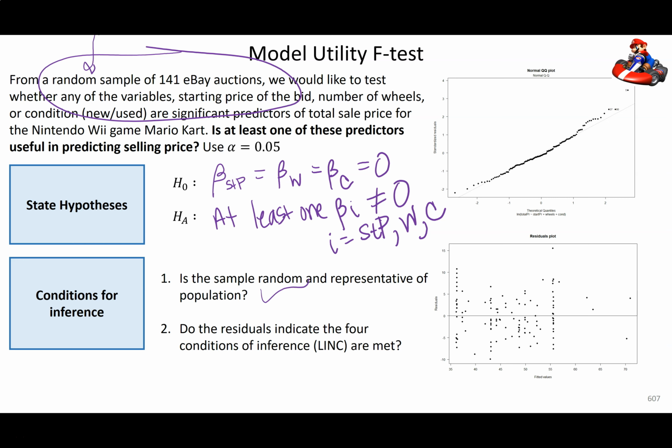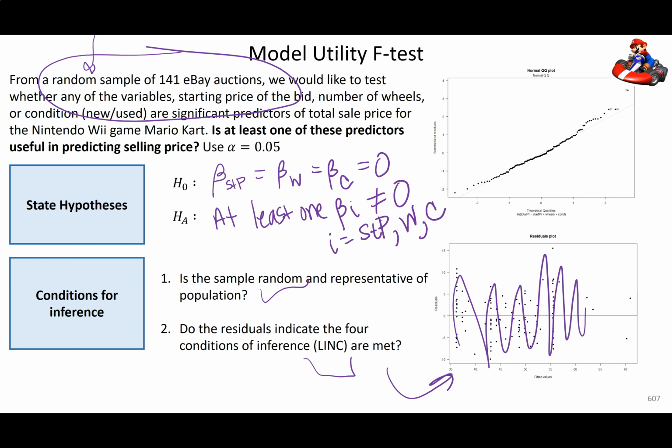Then we want to say, do the residuals indicate the 4 conditions of inference are met? As long as the 141 randomly selected auctions are not related to one another, so you might want to indicate that it is important that it's not the same individual selling or whatnot, independence would be met. But looking here, it looks like a fairly even spread across. So I would say that the constant variance is met.